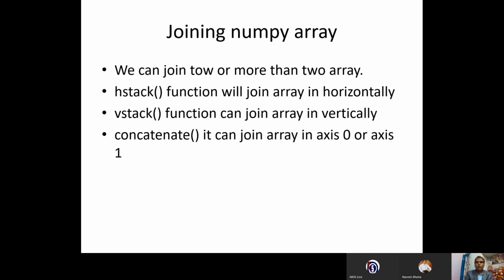Right. Now we will learn how to join NumPy arrays. We can join two or more arrays together with the help of hstack, which is used to join horizontally, vstack, which is used to join vertically, and concatenate, which will join the arrays based on their axis, either 0 or 1. Any axis can be given for concatenate, right? Let us see first the joining of arrays.